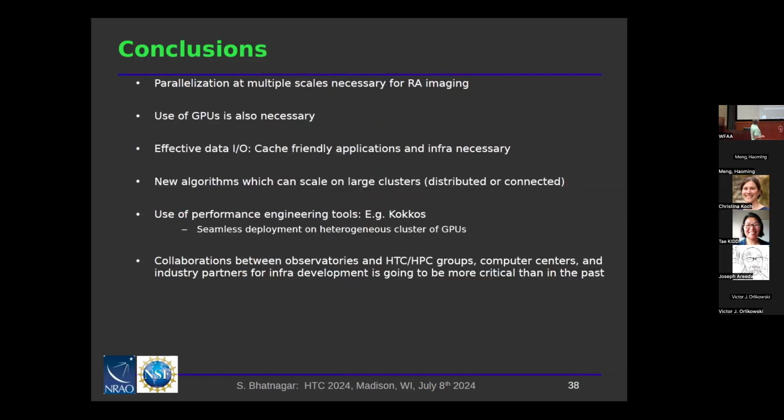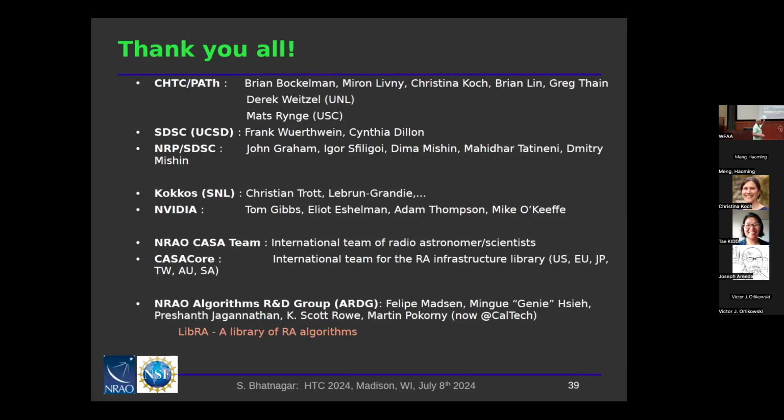This is just the conclusion, but I'll leave with this slide. That is a number of people I'd like to thank. The Bryans from CHTC, Maron, Christina, Greg, Frank and Cynthia from SDSC, people from NRP, Cocos. The GPU deployment is done by Cocos, and we talk to the Cocos gang quite a lot, very, very useful to talk to them. We regularly talk to NVIDIA people who give us a lot of very useful information.